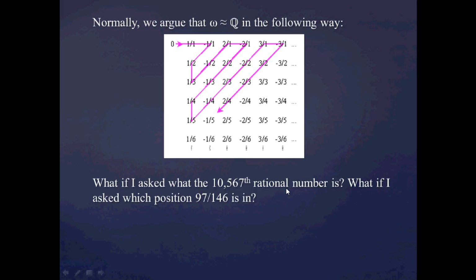The only way to answer that question with this method would be to write out, by brute force, all the numbers up to that point, being careful not to double count anything. Or if I ask you the reverse question, which natural number gets mapped to the rational number 97 over 146, you might have to do a similar sort of brute force computation. So in my second argument, I'd like to present a proof for the rationals being countably infinite which gives you a formula to answer these two questions.